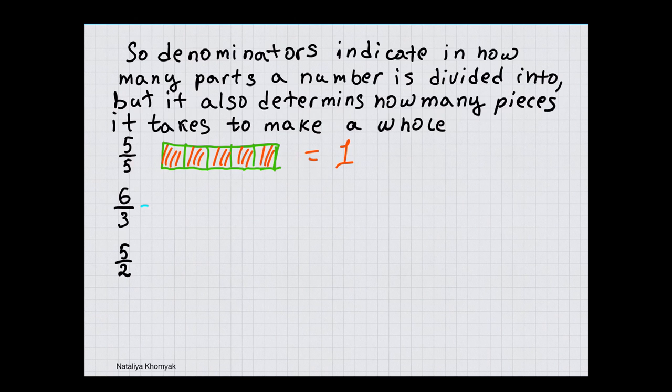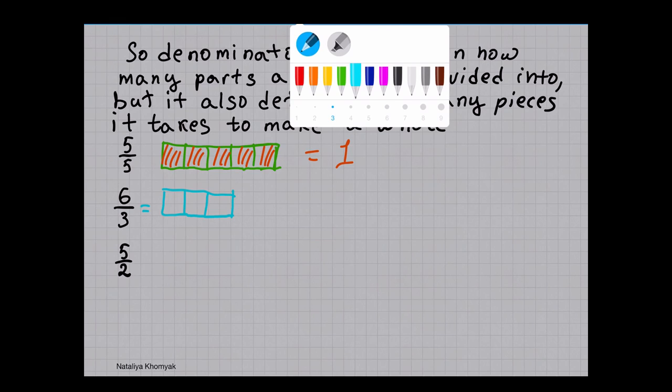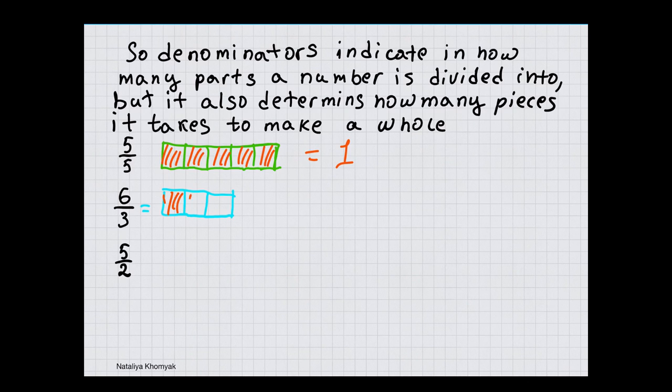Now in this problem it takes 3 parts to make a whole. Well, we have 3 parts to make one whole. However, altogether we have 6 pieces. So we need one more box that can hold thirds, and we fill it up with 3 more thirds. Altogether we have 6 thirds, which is 2 wholes.